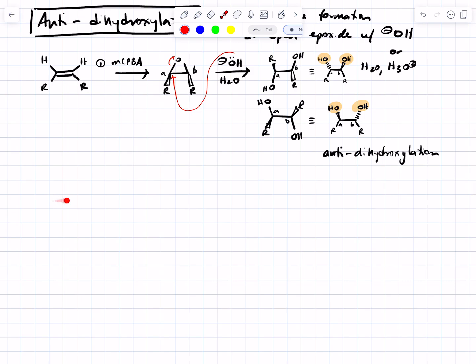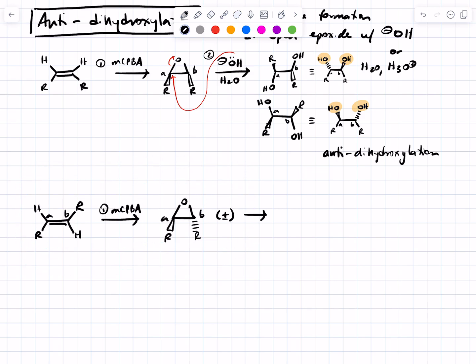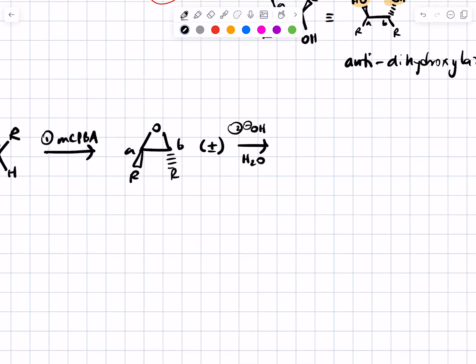Okay, so you should be able to work out then, if instead we had started with the trans alkene. We use MCPBA, we get the trans epoxide. I'm going to use a plus and minus in parentheses here to indicate that we get both enantiomers. I'm only going to draw one. But then, if I use, again, sodium hydroxide under aqueous conditions, I'm going to draw the product that you would get if we opened up the epoxide at carbon A. You will see pretty quickly that it doesn't matter which carbon I attack.